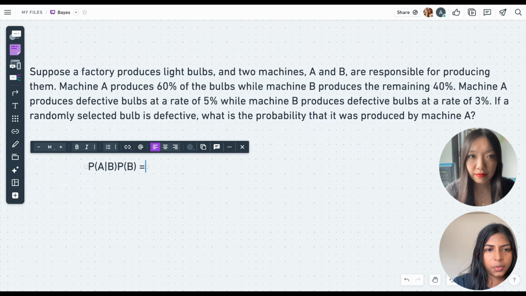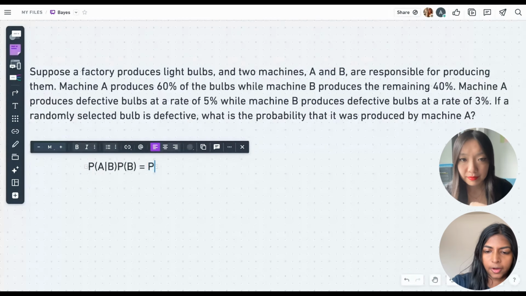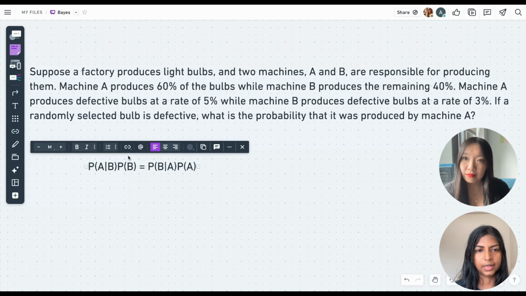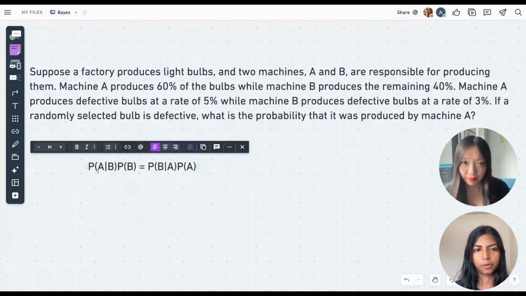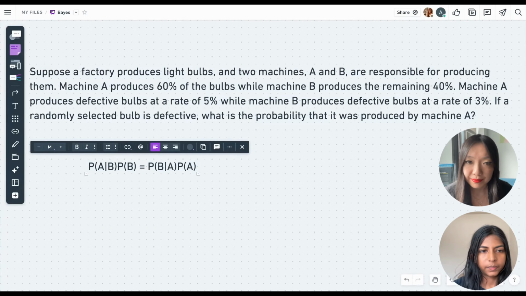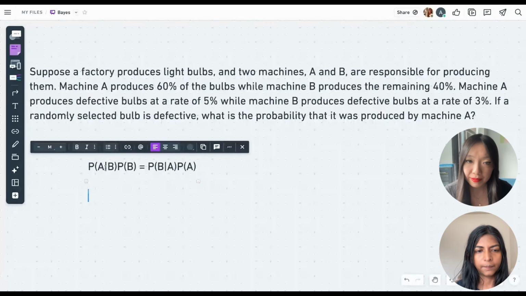Writing it out this way is what I find the most useful instead of just trying to memorize the formula, because at least for me, it is easier to understand. All this is basically saying is that the joint probability of A and B is equivalent on both sides. And that's just the joint probability, but factorized using the chain rule, right? Yeah. So now that we have the equation written out, I'll fill in each of these conditional probabilities.